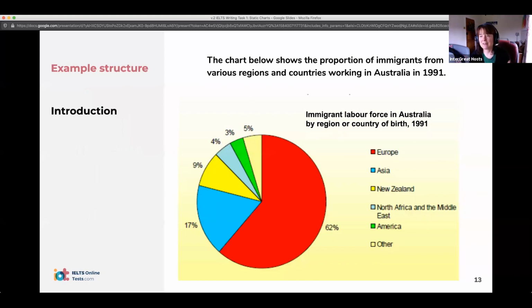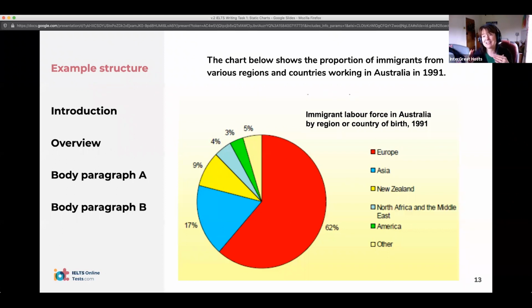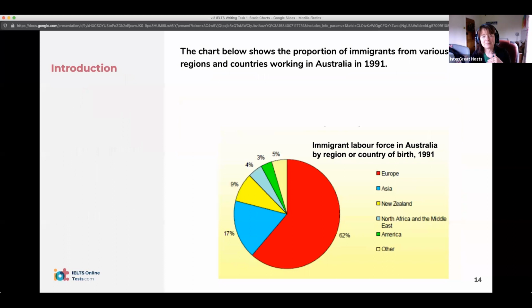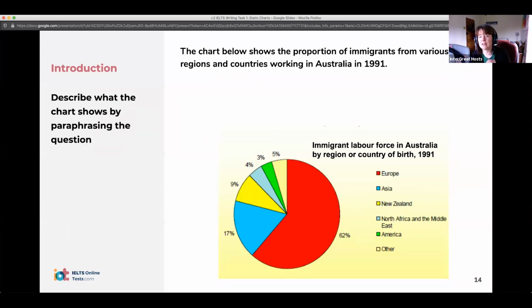Okay, so same structure, all the task ones for the academic module, you have the same structure: introduction, overview, then the body, and it's quite nice if you can to divide that body up into 2 separate paragraphs, yeah? Because for one thing, it's just easier for the examiner to read what you're writing, okay? So let's have a look at the introduction.